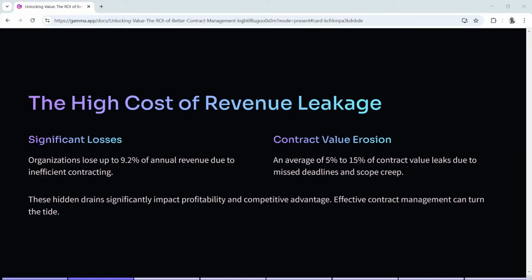Contract value erosion: PricewaterhouseCoopers confirmed that 5% to 15% of the total contract value leaks through missed deadlines, scope creep, and untracked obligations, meaning that holding the other party's feet to the fire to make sure they are adhering to the terms of the contract. And this can get lost because your paralegal or your legal team is more on the text and evaluating the key attributes of the contract versus executing the spirit of the contract.